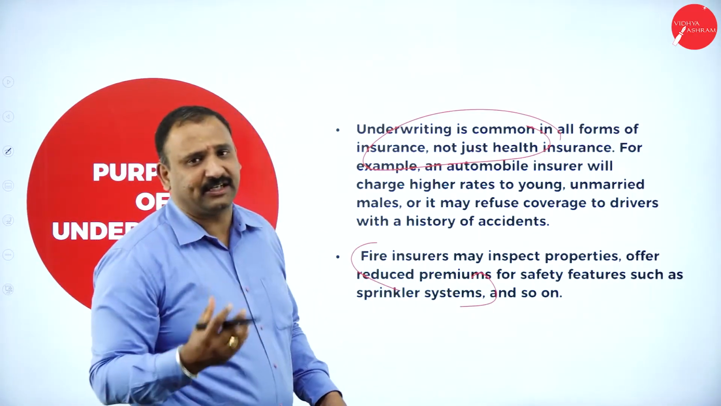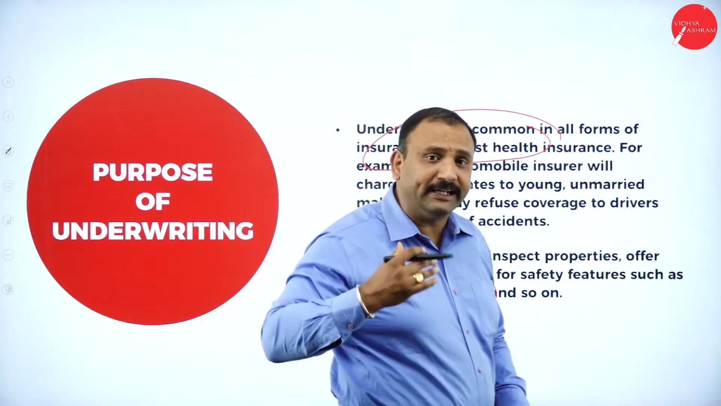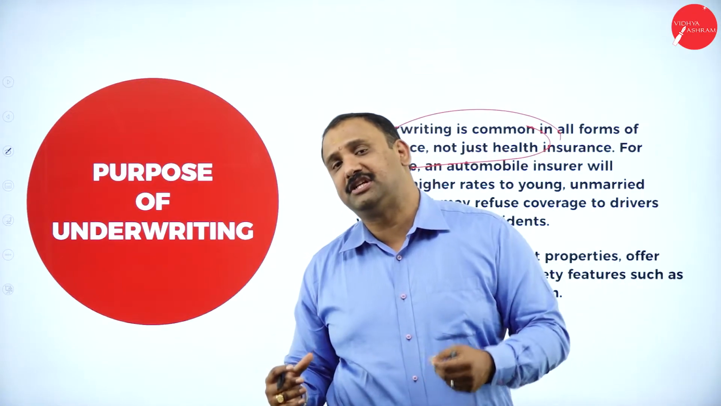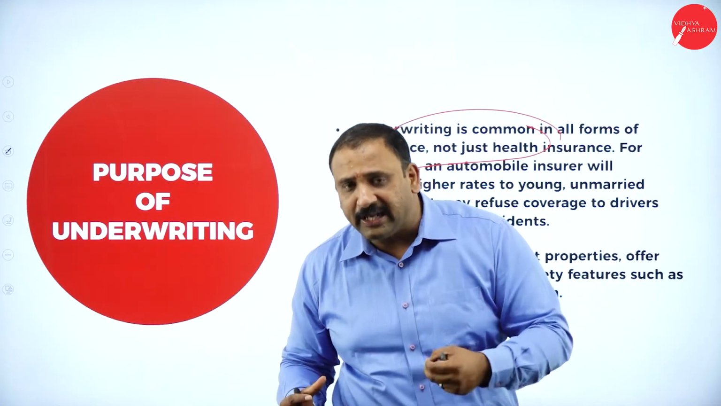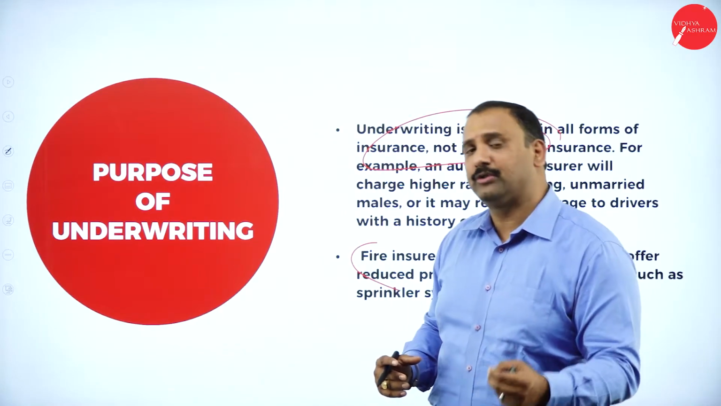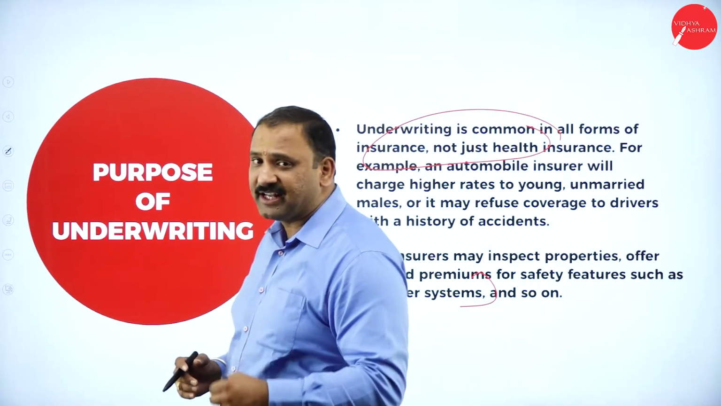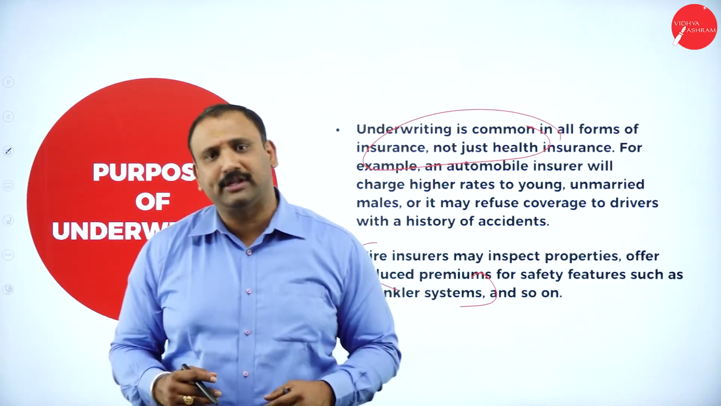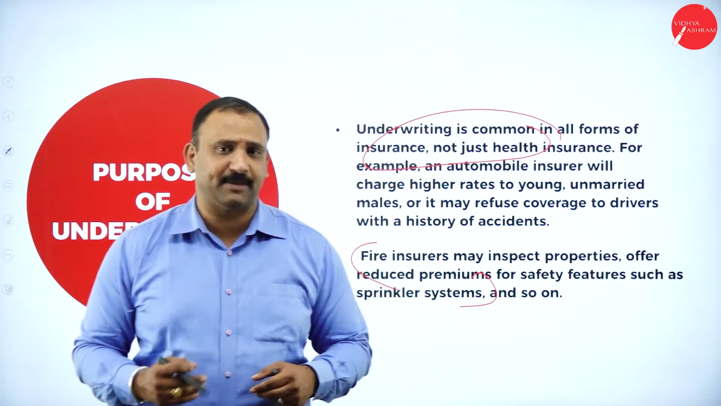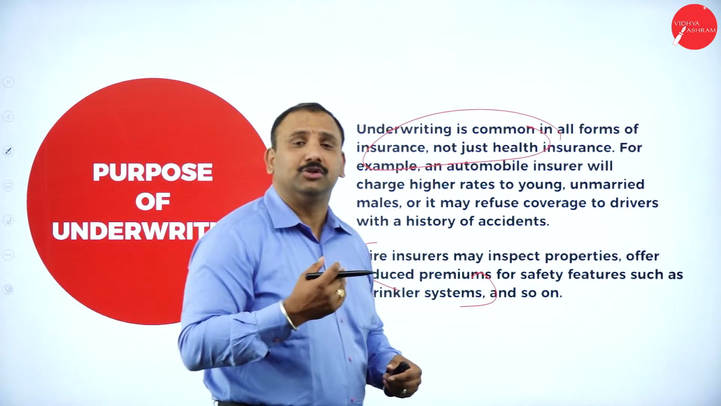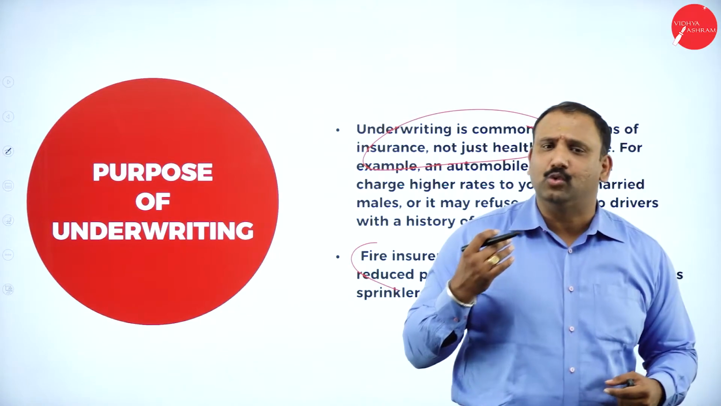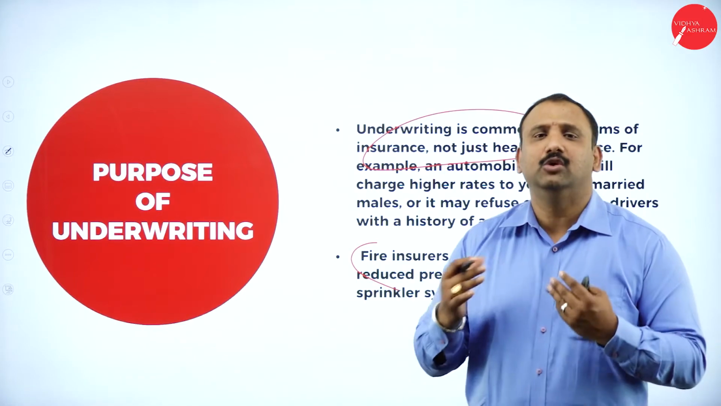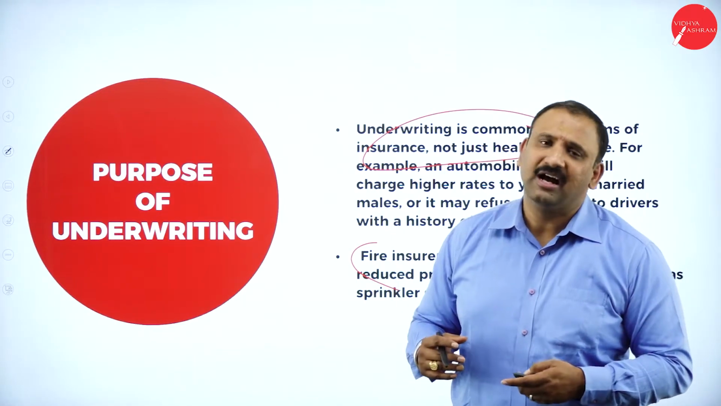Now, you have an asset, a property which is already well guarded, which already has all the enhanced features that can protect that building or the asset from a fire breakout. Then automatically the fire insurance company will charge you a lesser premium, because they know that you have taken the necessary steps to safeguard the property. So that is why you will be getting a lesser premium altogether. So that's what we are looking into in terms of the purpose of underwriting.